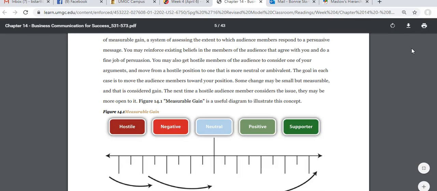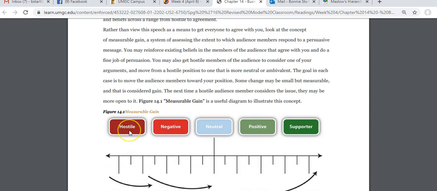Hello all. In week 4, we're going to be looking a little bit at persuasion. If you've got a point or make an argument, you will find that people are going to fall into these 5 categories. The majority are probably going to be fairly neutral. There are some people who are negative, but there are some people who are not just negative, it's hostile. Versus there are people who are positive and others who are supporters.